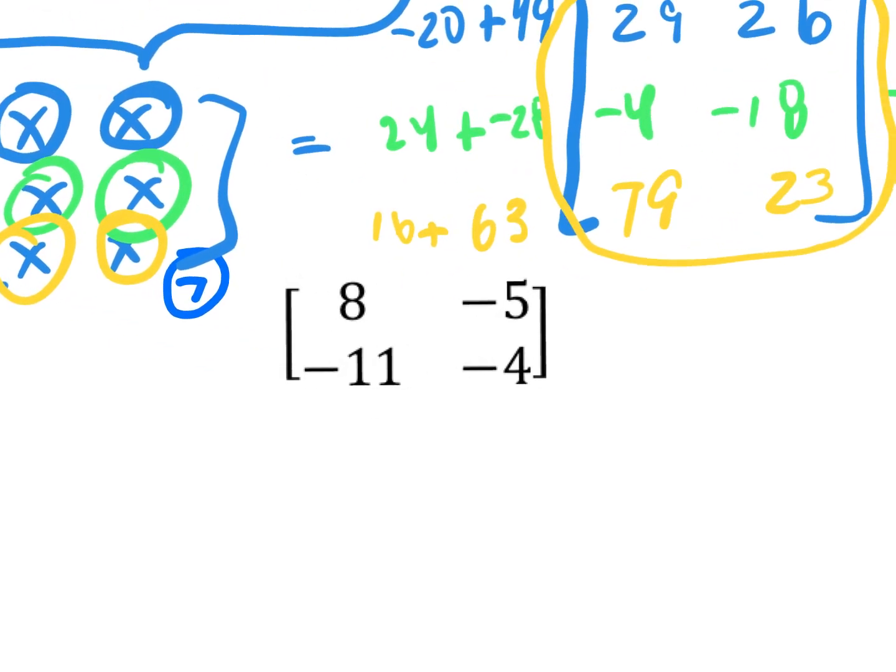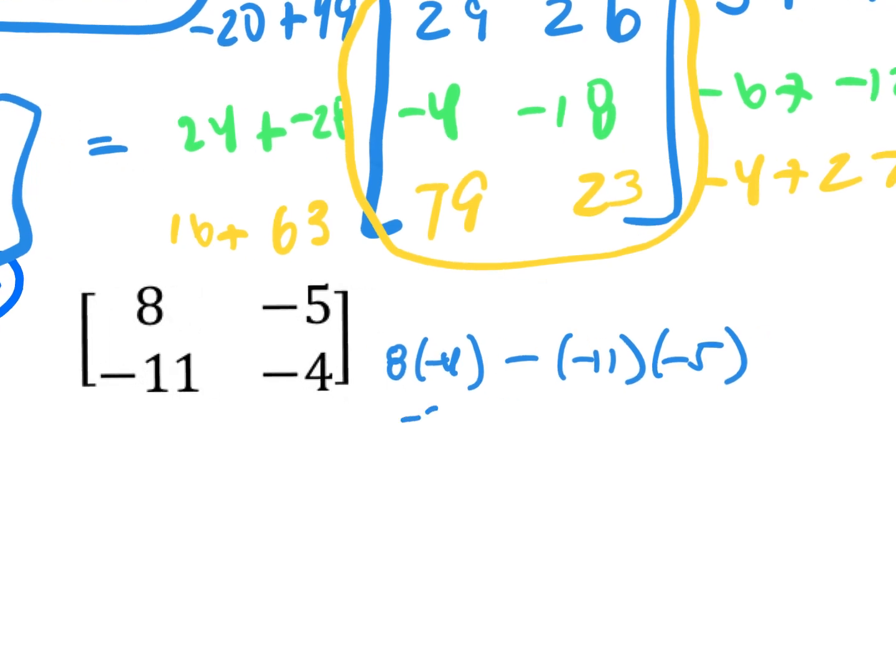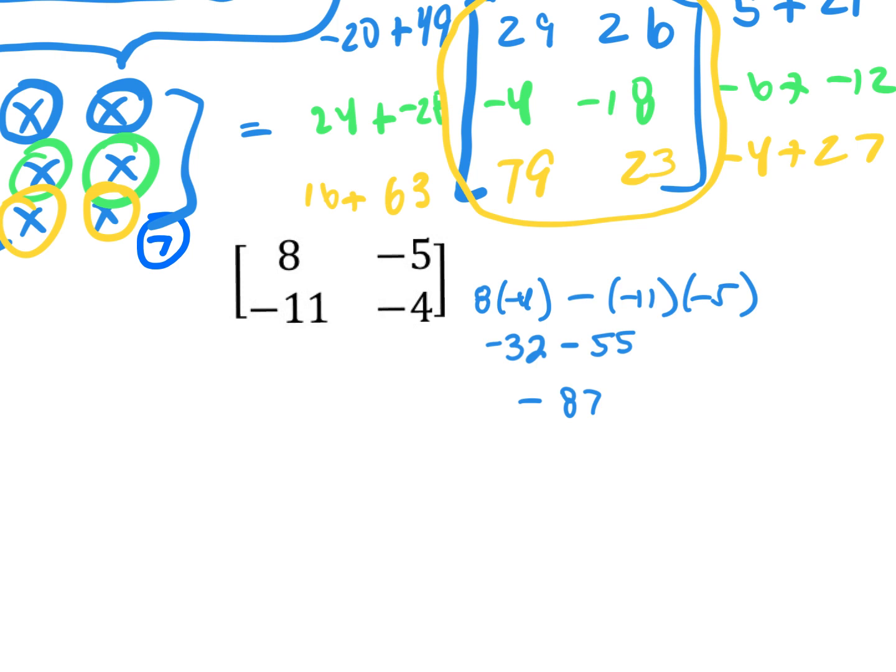So let's look at this one. Again, A times D, so 8 times negative 4 minus negative 11 times negative 5. So negative 32 minus 55. Well, you're going to add these two together. It's going to give me a negative 87. So we're like, oh, can you get a number like that? Yeah, absolutely, no worries. So that becomes my denominator. So I have 1 over negative 87.